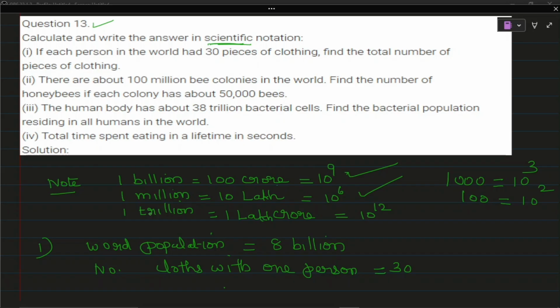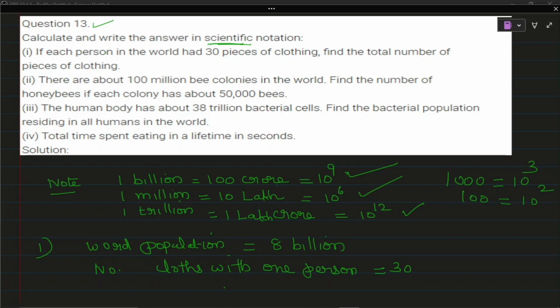And now 1 trillion. 1 trillion means 1 lakh crore. So the exponential form is 10 raised to 12. Lakh has 5 zeros, and in 1 crore there are 7 zeros. So 7 plus 5, 12 zeros. So 10 raised to 12. Now we come to the first question.